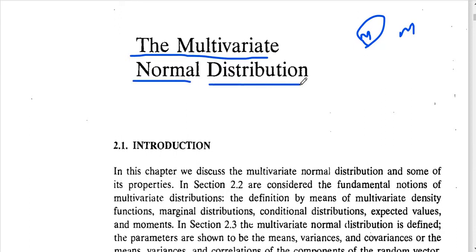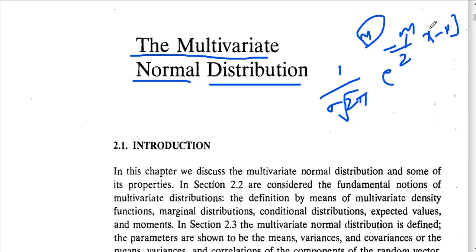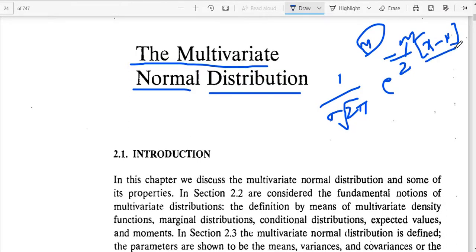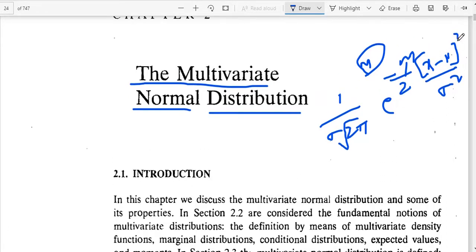We all know what the univariate normal distribution is. The PDF of the univariate normal is 1 upon sigma times root 2 pi, times e to the power minus 1 by 2, times (x minus mu) whole squared divided by sigma squared. You can use different notations, that is up to you. This is the univariate normal distribution.